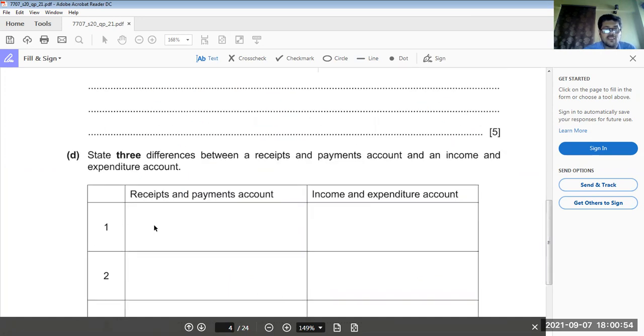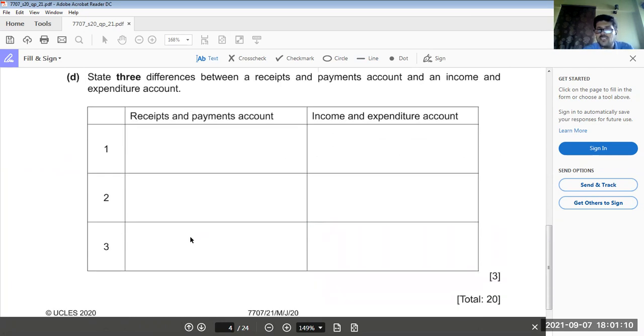Receipt and payment account, income and expenditure account. The receipt and payment account is for recording cash inflow. The income and expenditure account is for calculating surplus or deficit. It is not based on cash only, it is based on cash and accruals both.